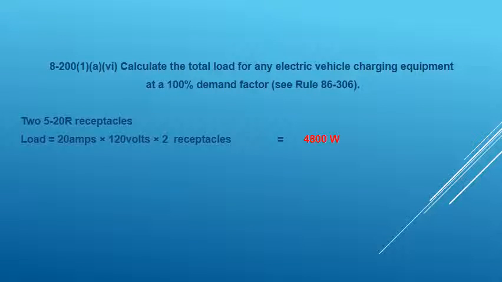Rule 8-201A6 is used to calculate the total load for any electric vehicle charging equipment at 100% of its demand factor using Rule 86-306. Our two 20-amp receptacles with a load calculated at 20 amps times 120 volts at two receptacles gives us a total demand of 4,800 watts.